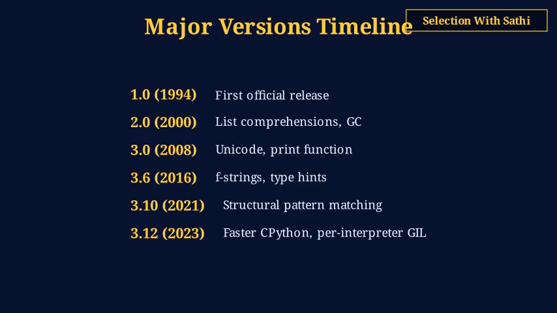Python 3.6 in 2016 gave us the beloved f-strings for string formatting. Python 3.10 in 2021 introduced structural pattern matching with match and case. And Python 3.13 in 2024 brought experimental free threading support to remove the GIL.